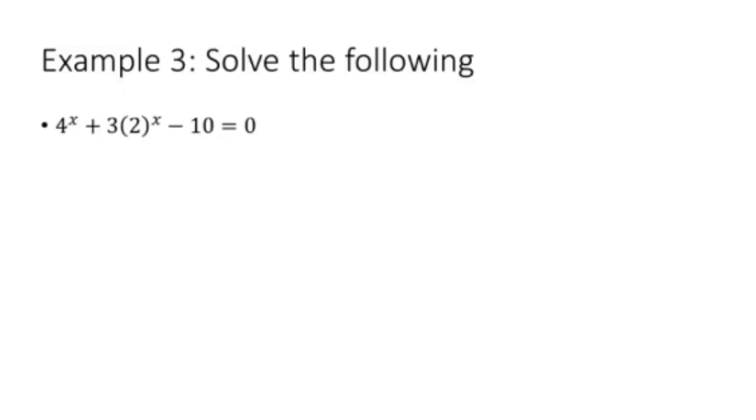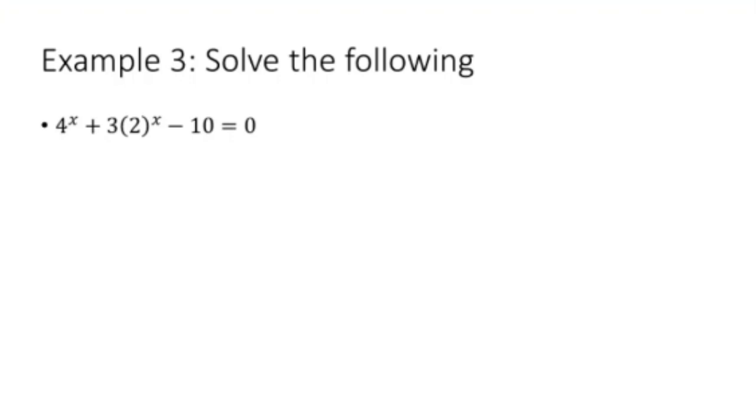In our next problem, we're going to try to solve 4 to the x plus 3 times 2 to the x minus 10 equals 0. The problem with this equation is the -10. This prevents us from isolating the exponential expressions on each side of our equation. Because of this issue, our strategy instead is going to be to try to make a substitution to see perhaps through this substitution we can make our equation into a different equation we do know how to solve easily.